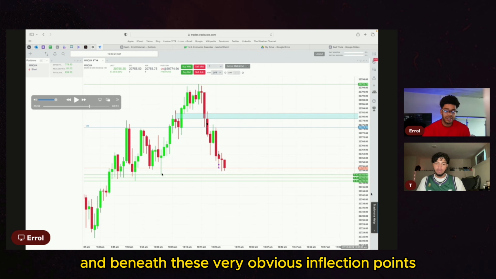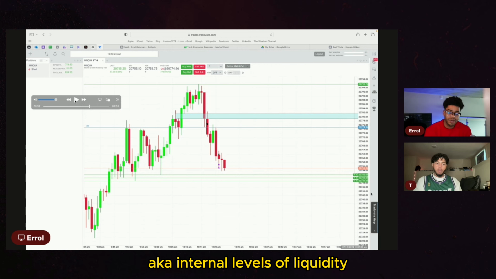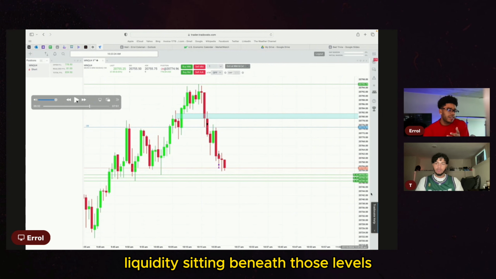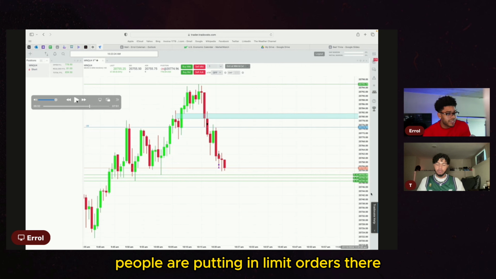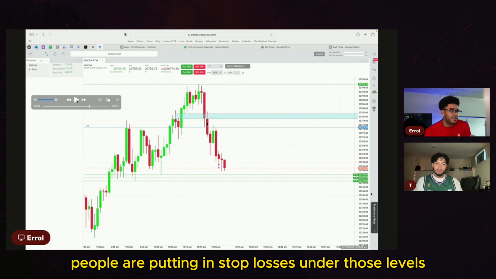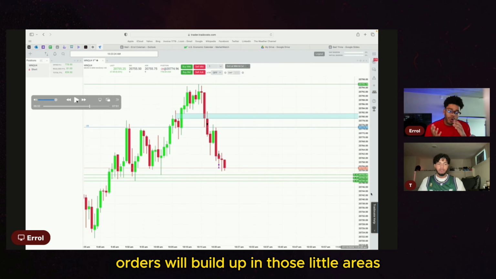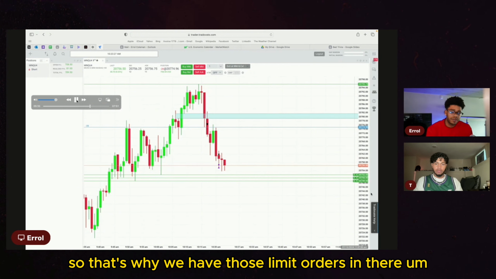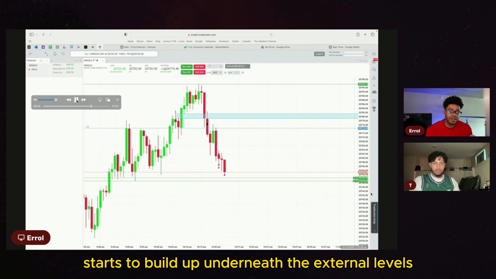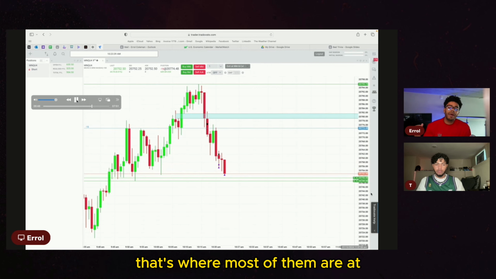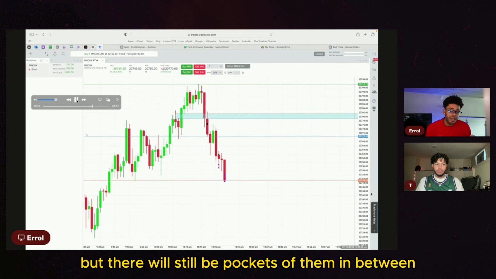It's sitting beneath these very obvious inflection points, aka internal levels of liquidity, because we know there's a lot of liquidity sitting beneath those levels. Naturally, people are putting in limit orders there, and people are putting stop losses under those levels, so orders naturally build up in those little areas. That's why we have those limit orders in there. But the bulk of the orders and liquidity starts to build up underneath the external levels. That's where most of them are, but there will still be pockets of them in between.